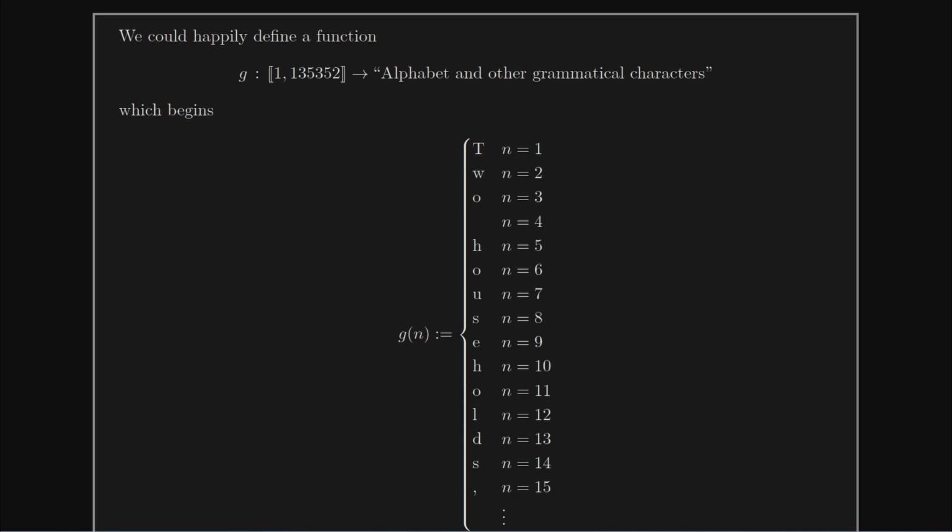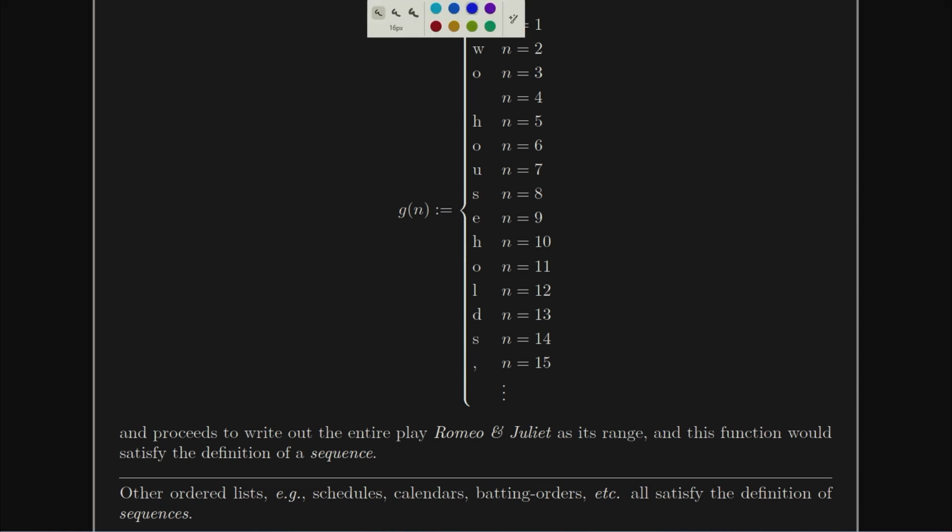So you could assign a sequence G, which maps from this subset. This is still a subset of Z, and recall that Z is the same thing as the integers. So it's a subset of the integers, and we could make the output the alphabet as well as some other grammatical characters. And how does G get defined? Well, here it is. G of n is T W O space H O U S E H O L D S comma and so on.